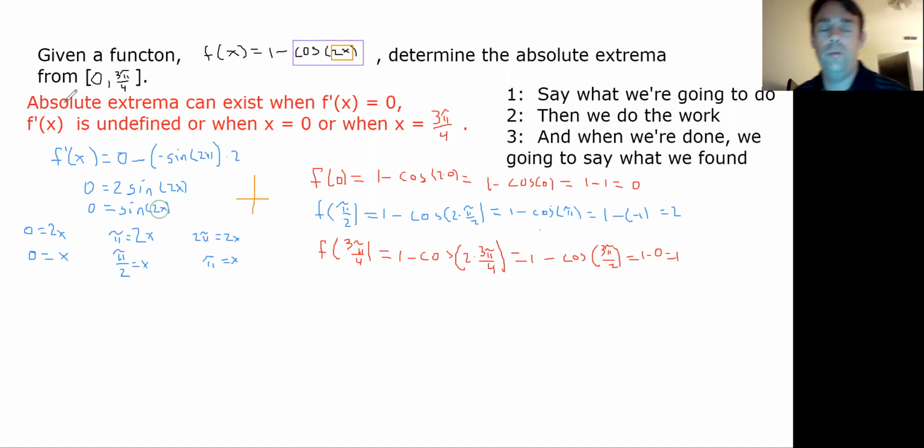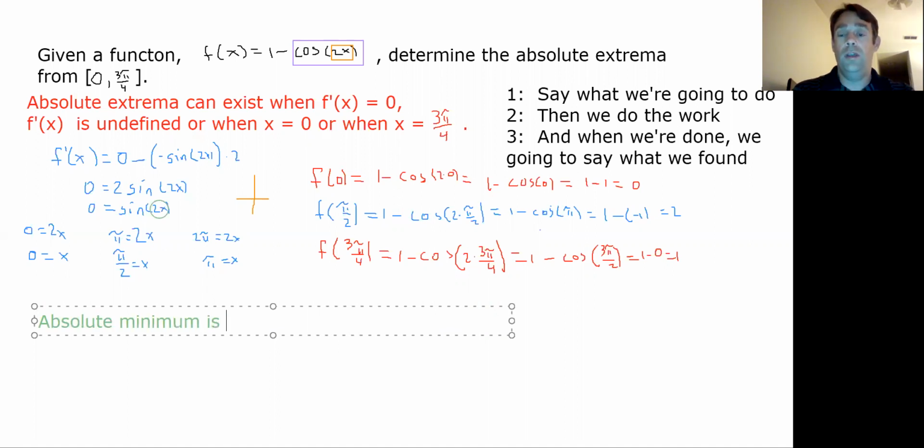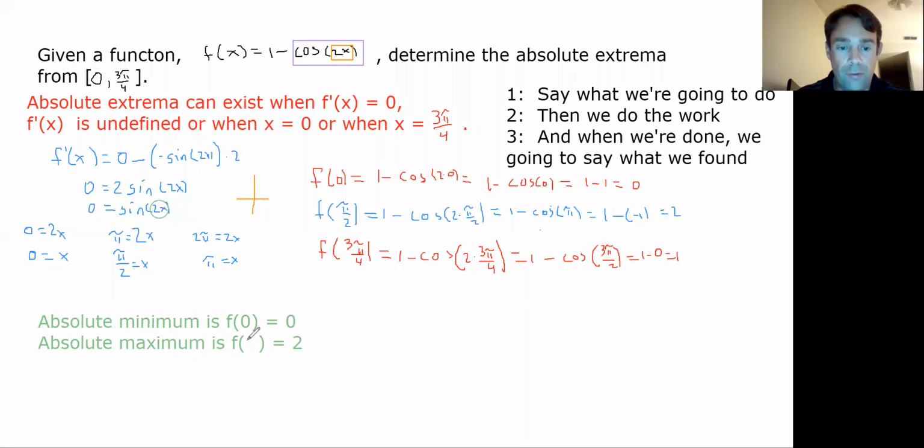So we said what we're going to do. We did the work. And when we're done, we got to say what we found. All right, well, let's see if we can do that then. The absolute minimum, let's do that first, is f of 0 equals 0. The absolute maximum is, and I'm going to have to go through and write that one, equals 2. And that was at pi over 2.